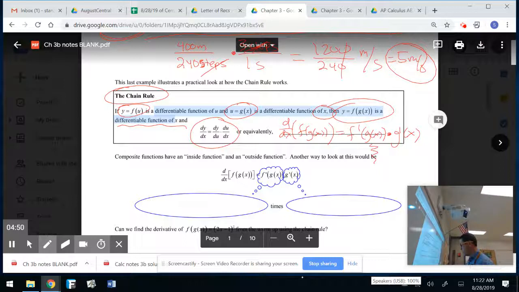So here are a little bit of notes that you want. This right here means you take the derivative of the outside. And we always want to say something as we take the derivative of the outside: don't you dare touch the inside.